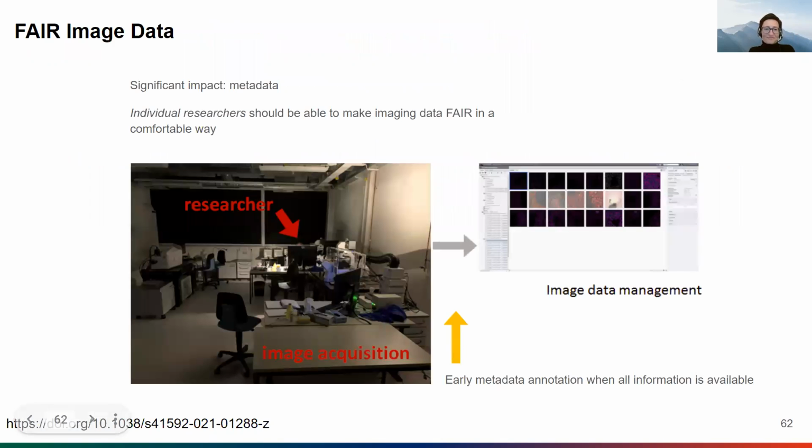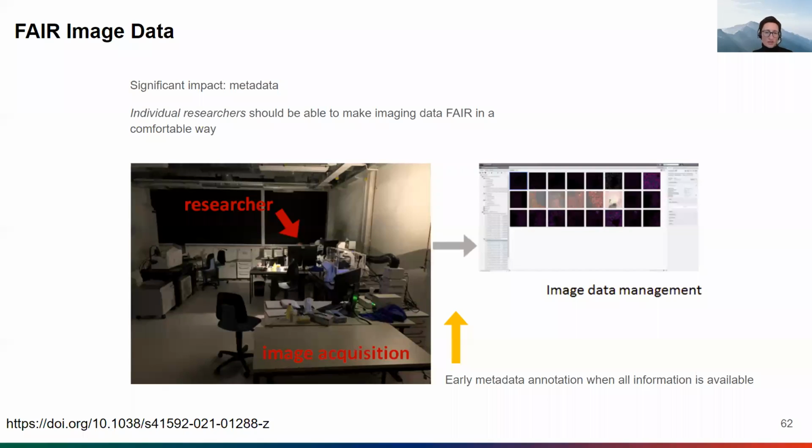So what is our starting point? We want to make imaging data FAIR, and a significant factor of this is the metadata. Collecting and maintaining the relevant metadata is the key to ensure that the data are later reliable and reusable. And the individual researcher in the lab should be able to add the complex metadata of a microscopy experiment in a comfortable way.